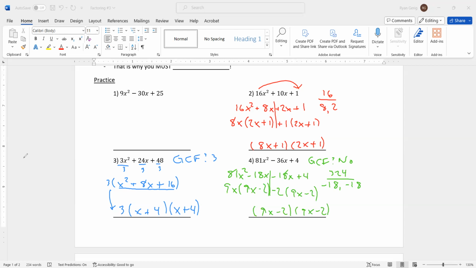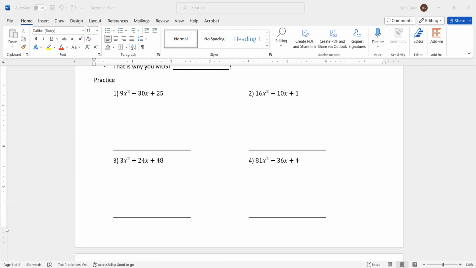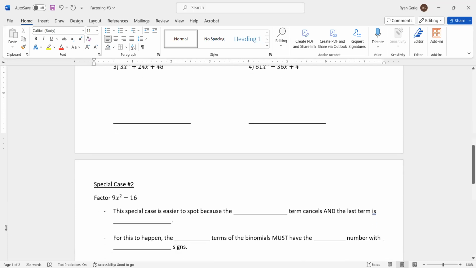And you can see that it is a special case. Square root of 81x squared is 9x. Square root of 4 is 2. Sign is the same as the middle term, just so you can see that the shortcuts could have worked there. Okay, so that's special case number 1. Hard to identify sometimes and important to check.